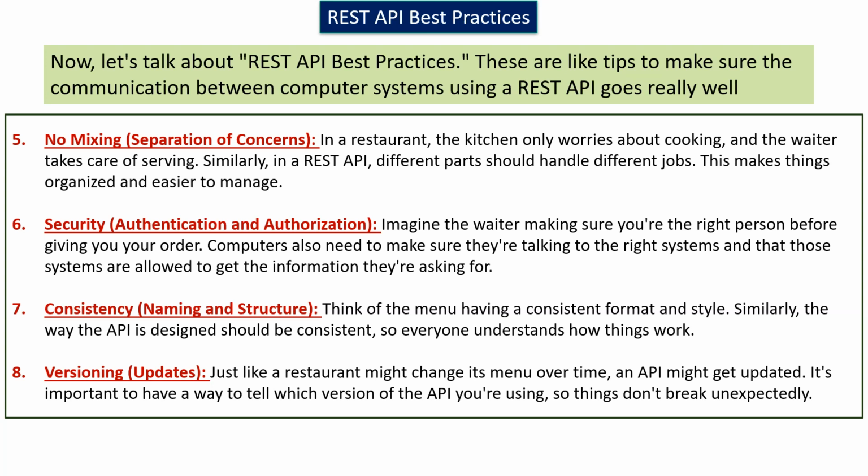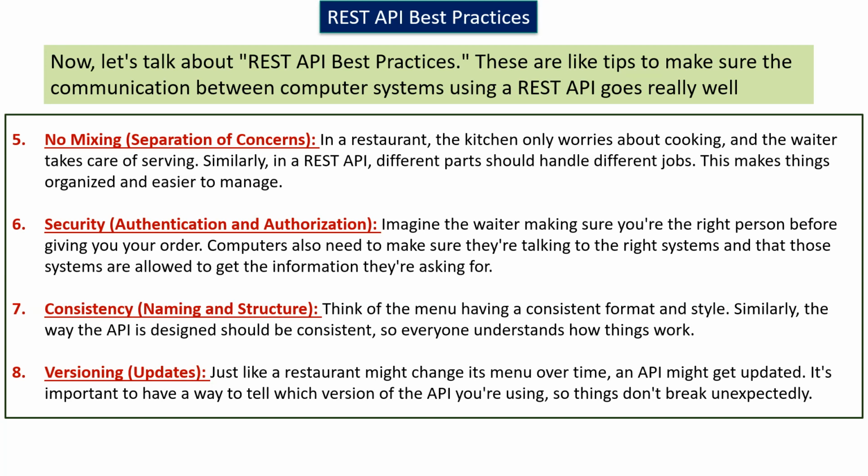The sixth point is security, which is equivalent to authentication and authorization in the computer world. Imagine the waiter making sure you are the right person before giving you your order. Computers also need to make sure they are talking to the right systems and that those systems are allowed to get the information they are asking for.